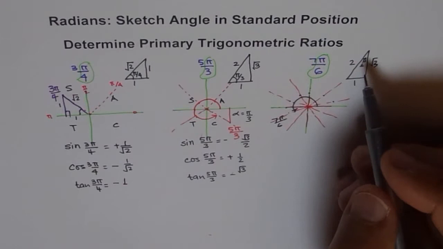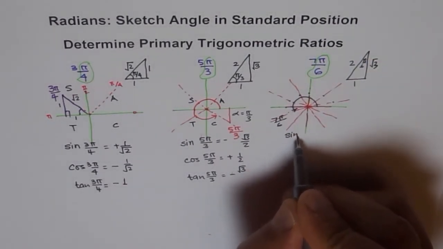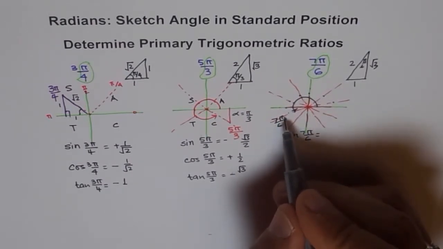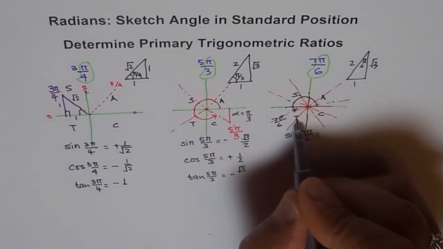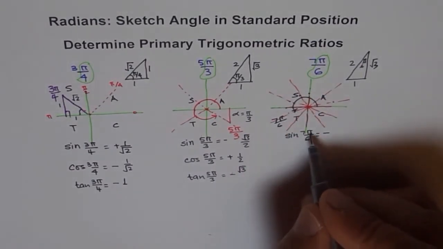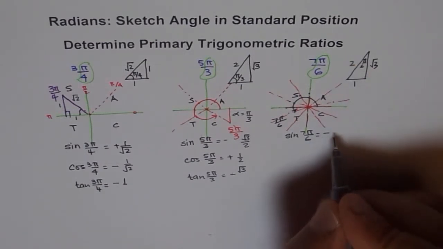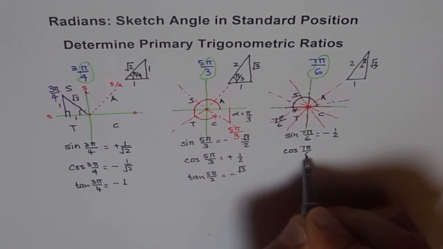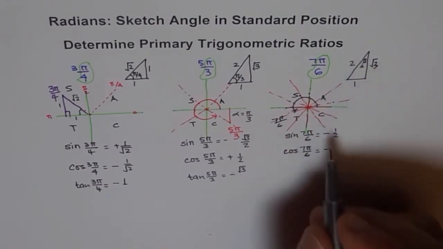So what is sine pi by 6? We'll write sine 7 pi by 6. 7 pi by 6 is in quadrant 3. As per the CAST rule, only tan is positive. Sine and cosine are negative. So it's negative, and the acute angle is pi by 6. So what is sine of pi by 6? Opposite over hypotenuse, half. Similarly, what is cos 7 pi by 6? Cos is also negative. It is negative square root 3 over 2.